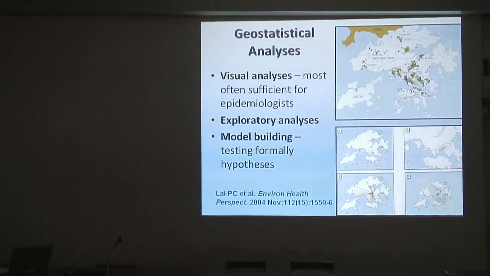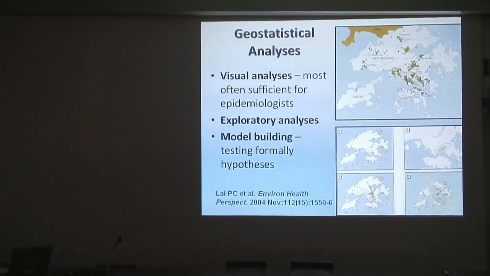Geo-statistical analysis. Maybe it's the most sophisticated part, but most often epidemiologists are satisfied by visual analysis. There is an example of severe acute respiratory syndrome in Hong Kong, and the first stage is plotting all of the cases of disease on the map, and sometimes visual analysis strengthened by exploratory analysis is sufficient for epidemiology.